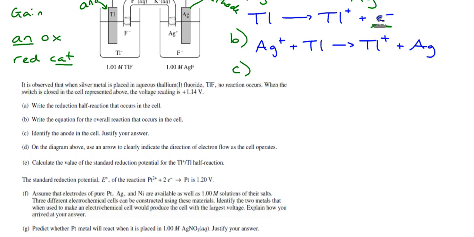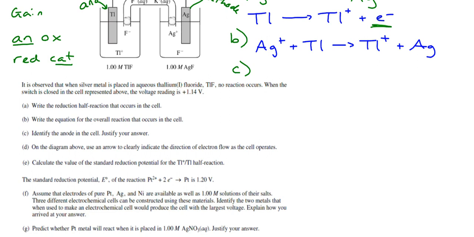E. Here's the problem with this problem: I have to give you a couple half reaction potential values. In the future, what's nice is they made this easier. In the past, they've given you like 40 different ones, and you had to figure out when to use the sheet and what to find on the sheet. So E. Calculate the value of the standard reduction potential of the thallium half reaction.